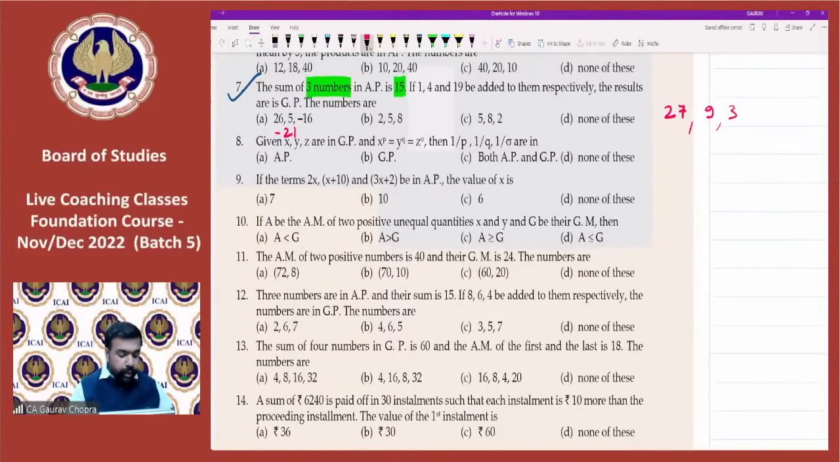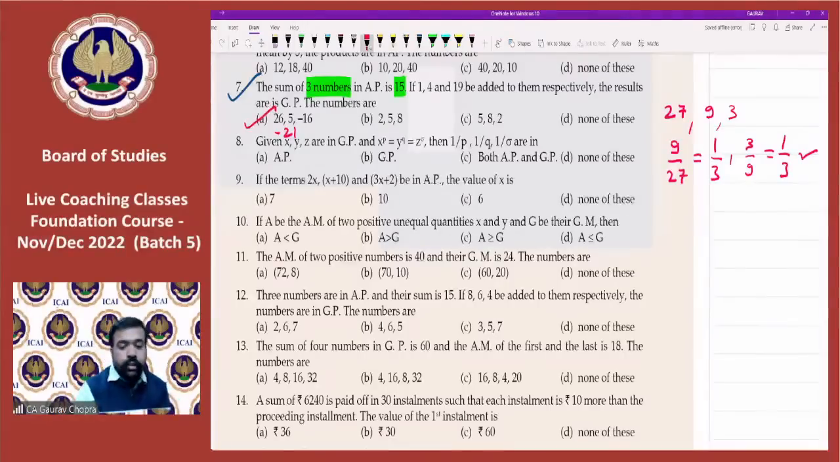So now we have to check whether the series is in GP or not. Yes, the series becomes a GP because we have 27, 9 and 3. Check the common ratio. 9 upon 27 is, sorry, you can write here 1 by 3. 9 by 27 is 1 by 3. And 3 upon 9 is also 1 by 3. So the ratio is common. So this is correct.